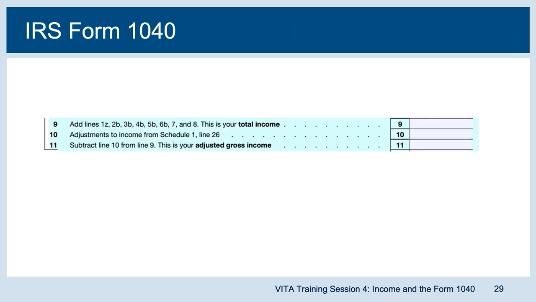Now let's get back to Form 1040. Line 9, add lines 1 through 8. This is your total income. Line 10, adjustments to income. This will be line 26 from Schedule 1. Line 11, subtract line 10 from line 9. This is your adjusted gross income.